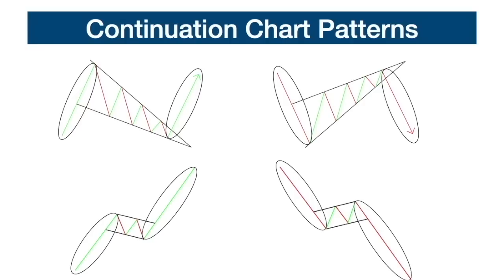To determine the take profit of a continuation pattern, simply calculate the length of the bullish or bearish movement before the consolidation phase, and double it. The stop loss will always be positioned above or below the pattern that has been created.